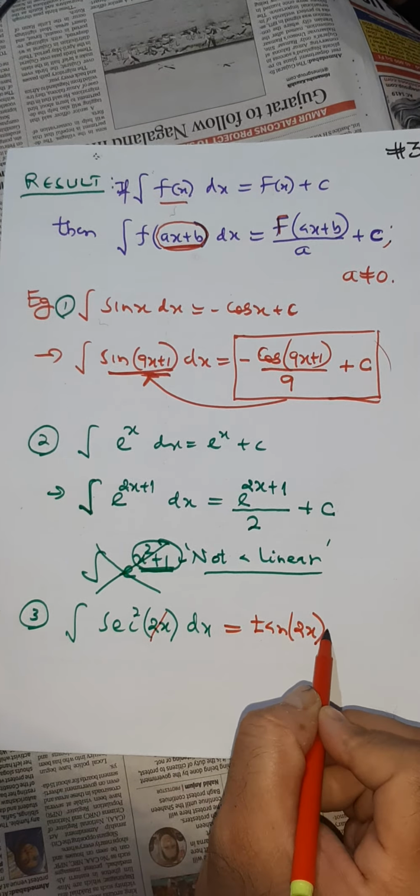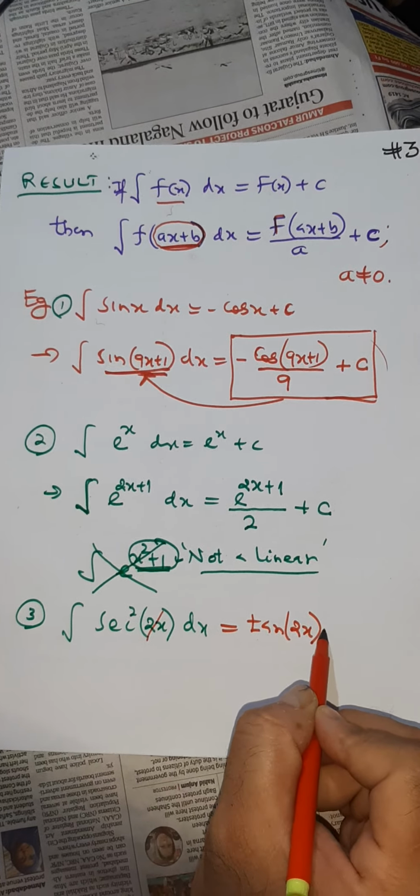In differentiation you will write into 2 by chain rules, but here you need to write upon the coefficient of x, which is into 2 plus c. Differentiate this by chain rule, you will get exactly this. One more further to clarify.